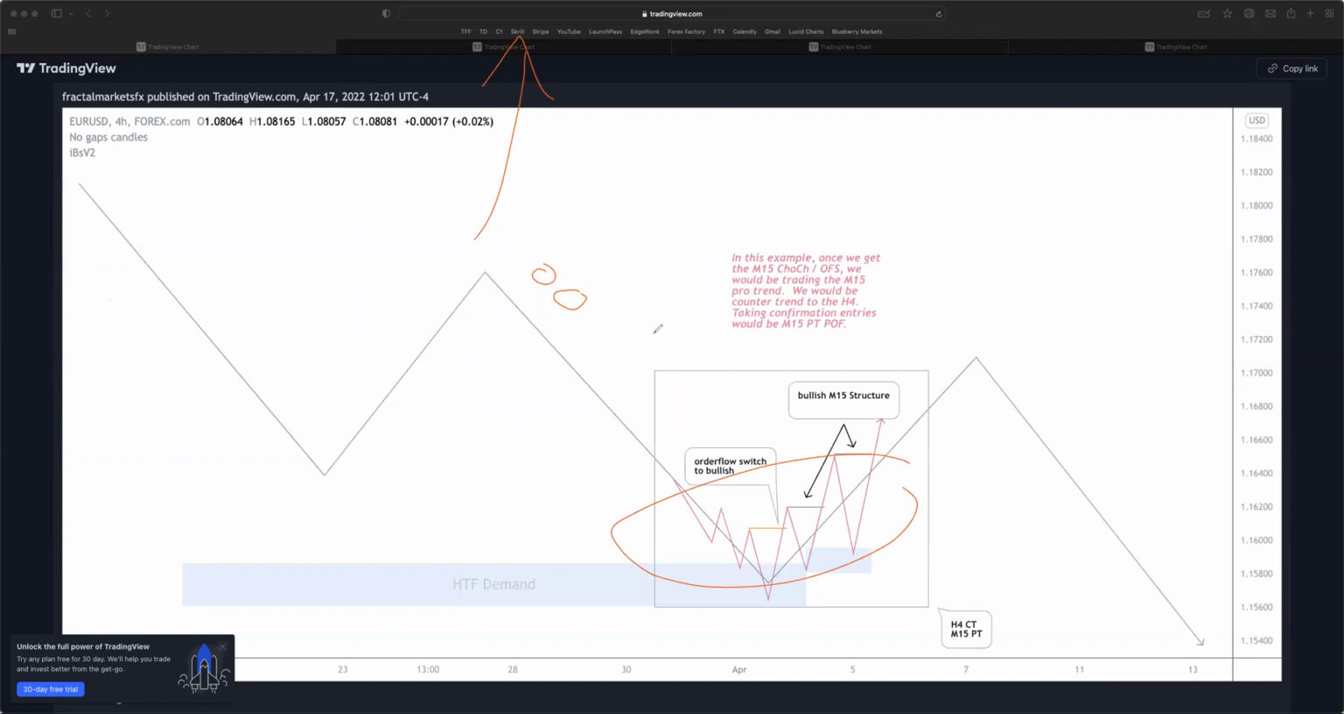There's nothing different. That's the whole point. And that's why in the actual flow chart where it says identify H4 structure, pro trend or counter trend, it literally doesn't matter, because the only part that matters is how we take profits on either of these trade setups, okay?